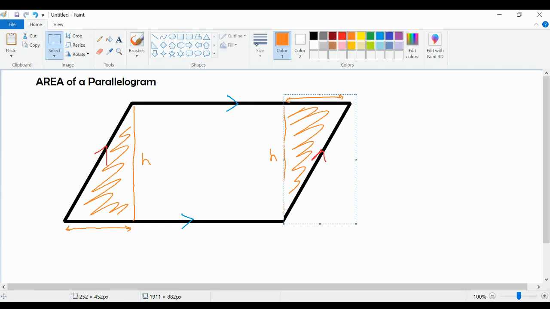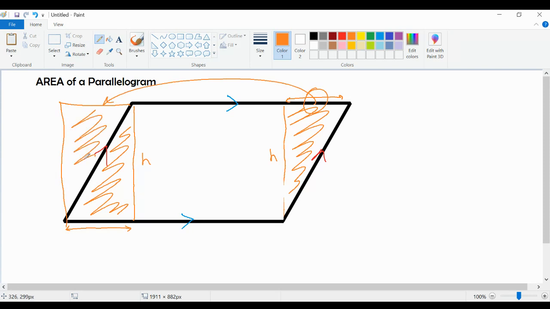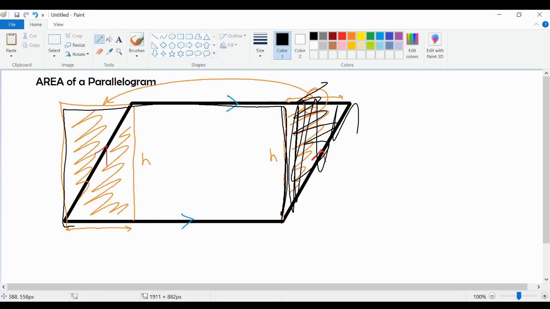If I had this one over here and I just moved it across, if I moved it across here, it gives me something like this. So I take this one here and I move it across here, then I'm going to have it like this. And this part here will disappear. So if you imagine that part there disappearing, then you would end up with a rectangle. And that rectangle is base times height.